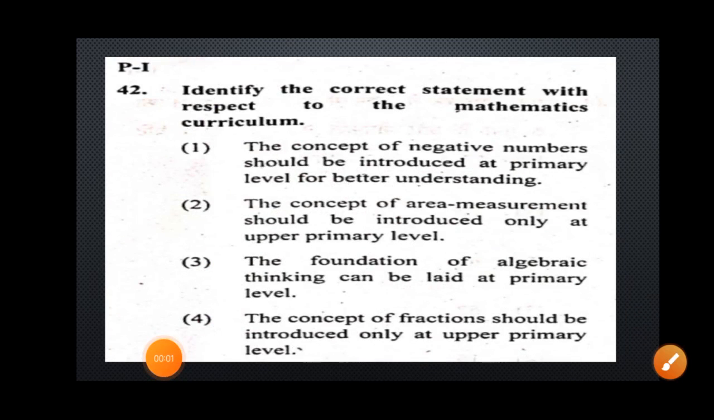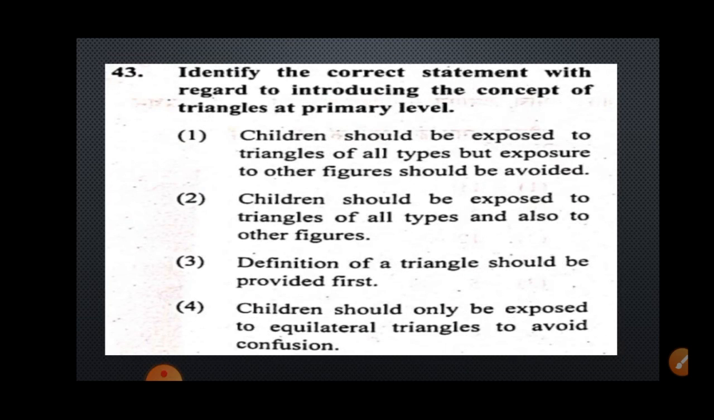Question number 42. Identify the correct statement with respect to the mathematics curriculum. Option 1. The concept of negative numbers should be introduced at the primary level for better understanding. Option 2. The concept of area measurement should be introduced only at the upper primary level. Option 3. The foundation of algebraic thinking can be laid at primary level. Option 4. The concept of fraction should be introduced only at the upper primary level. Here, you have to identify the correct statement.